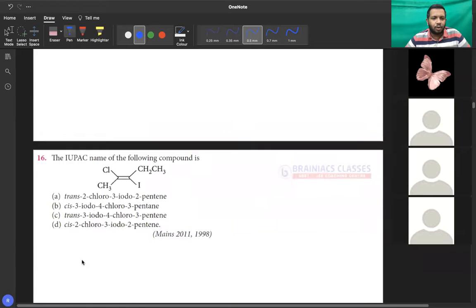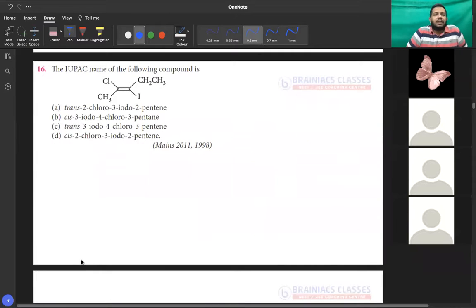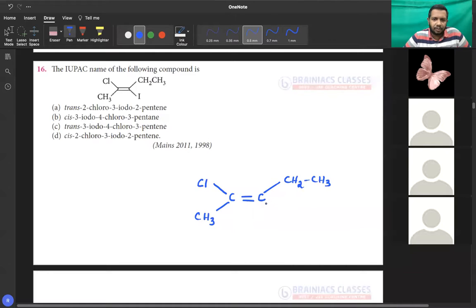Okay, so let's go to the next question. It was in Mains 2011, and also present in the 1998 question paper. So what is the answer for this question? I will redraw the figure. You have a chlorine connected to a carbon, and you have a CH3 connected to that. Then you have a double bond, connected to a carbon, which is connected to another CH2, CH3, and this is also connected to iodine like this. So what is the name of this compound?